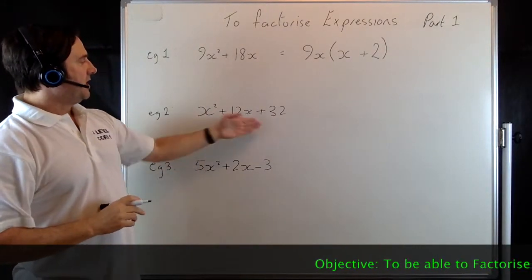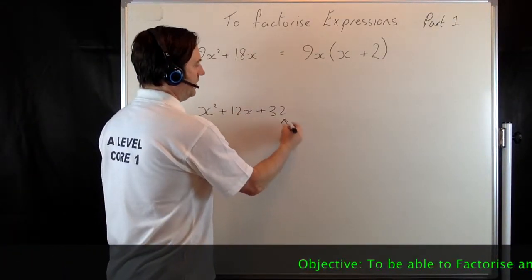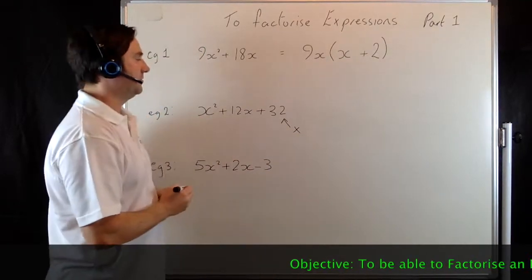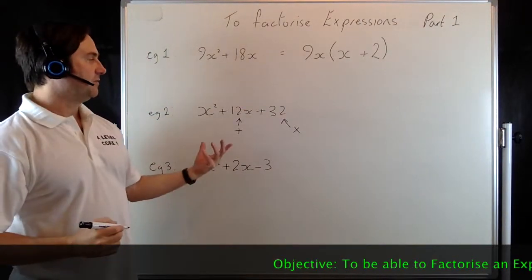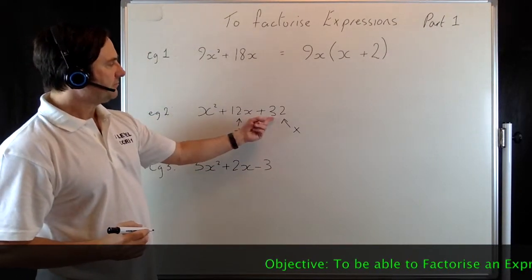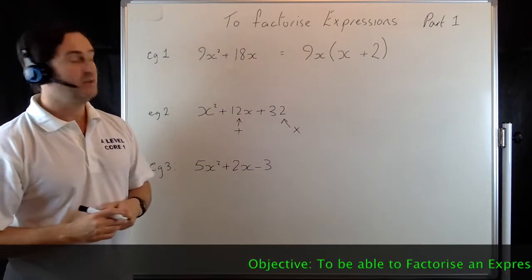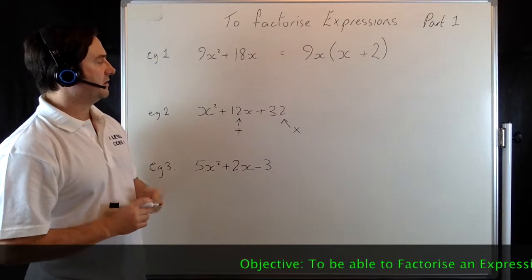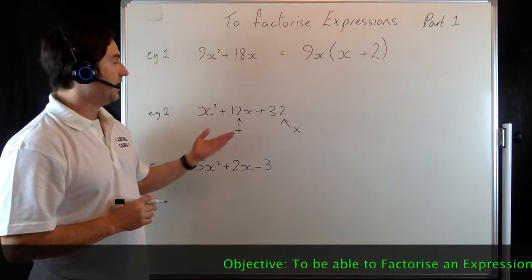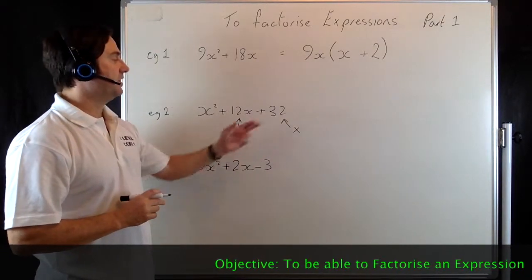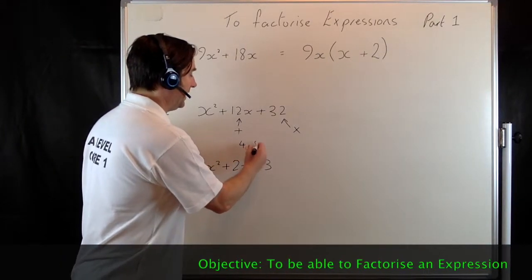Example 2. Here we've got a quadratic expression. We're looking now for two numbers that will multiply to give 32 and that will also add to give 12. Once we've determined what those two numbers are, we could have had 1 and 32. They give 32, but they don't add to give 12. We could have 2 and 16 gives 32, but doesn't add to give 12. We could have 4 and 8. 4 times 8 gives 32, and 4 add 8 gives 12. So our numbers, we know, are 4 and 8.